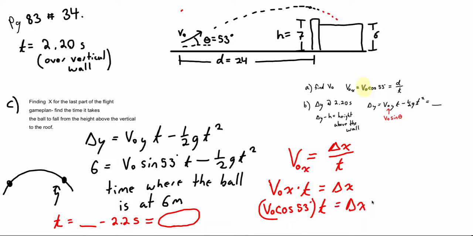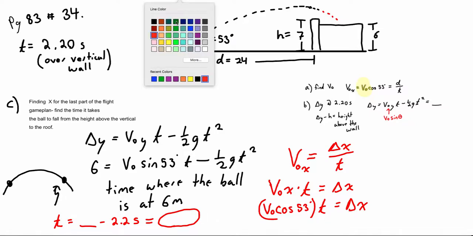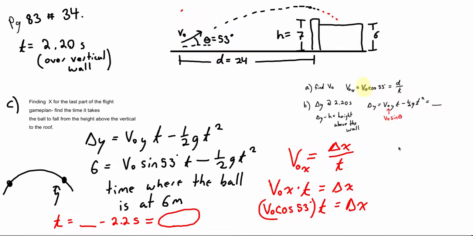Alright, should I just give you the answers so you can check? Yeah, I think I'll do that. Just so you can check your answers when you calculate it, for part A, you should get 18.1 meters a second. For part B, you should get 1.09 meters. And for C, you should get 2.8 meters.